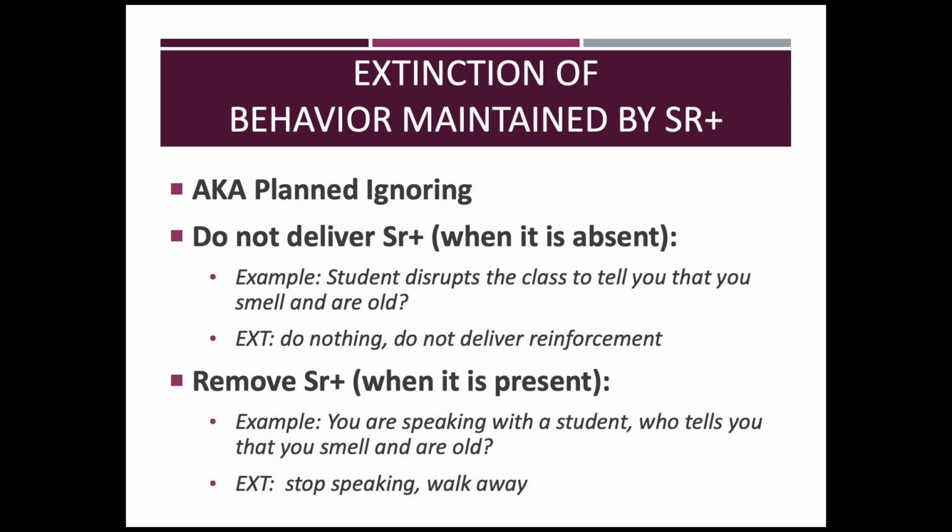So planned ignoring or extinction for behavior maintained by positive reinforcement would simply involve not delivering or withdrawing the attention as the reinforcer. Now, of course, we could extend this to social positive reinforcement in the form of gaining access to a tangible item. So in other words, if problem behavior is maintained by gaining access to the tangible item, if we see problem behavior occur, we would not deliver the tangible item. If the tangible item is already delivered, that is, the child already has the reinforcer, extinction may involve removing the reinforcer.